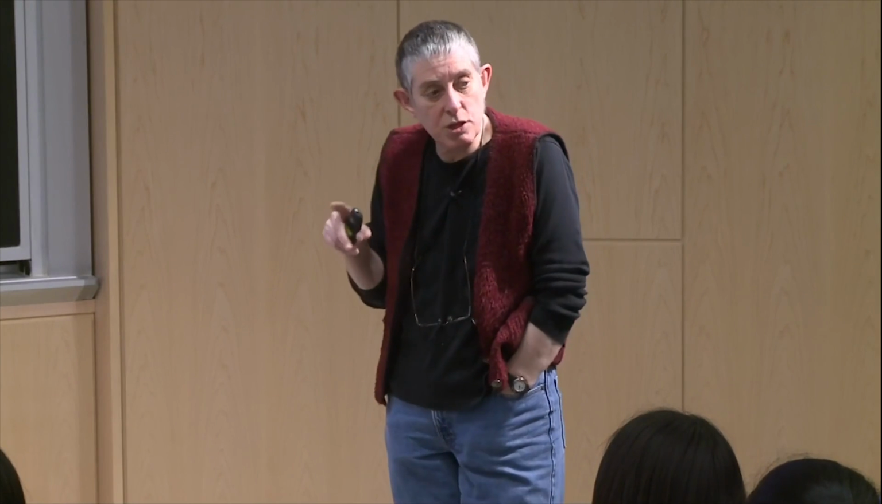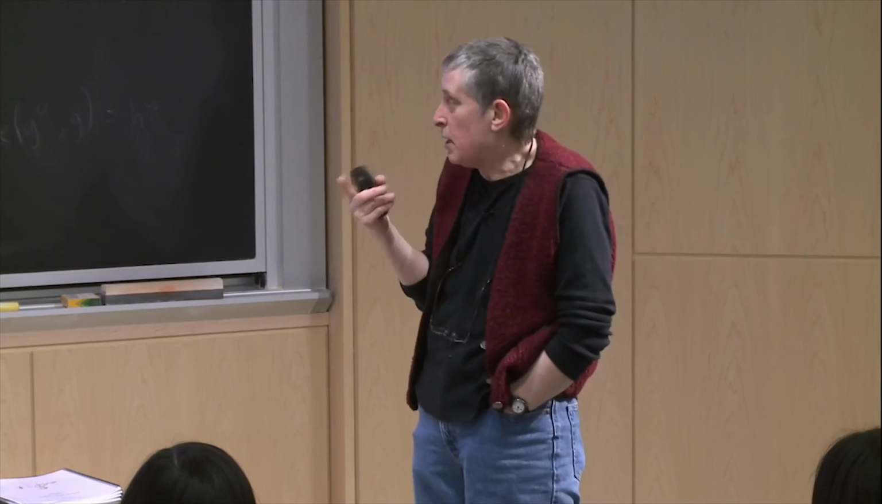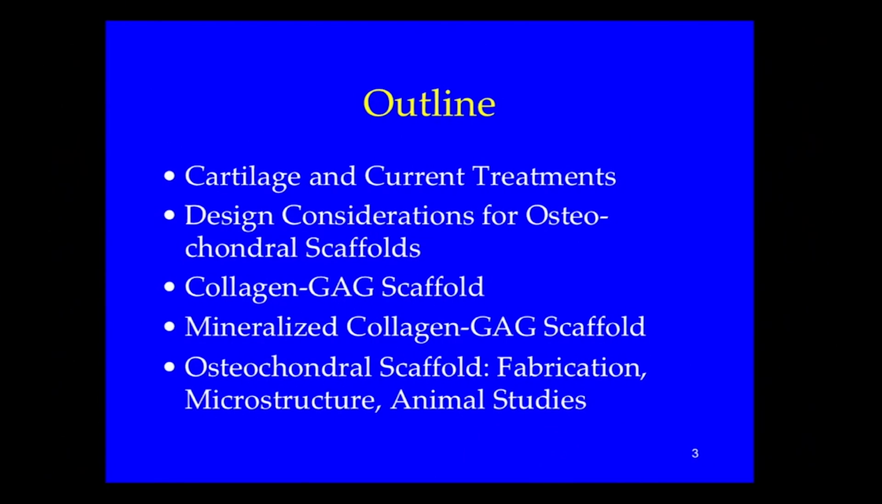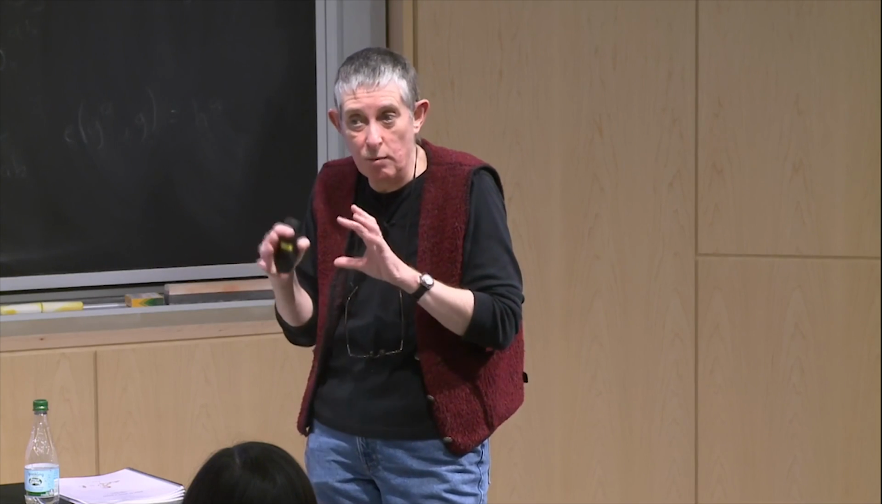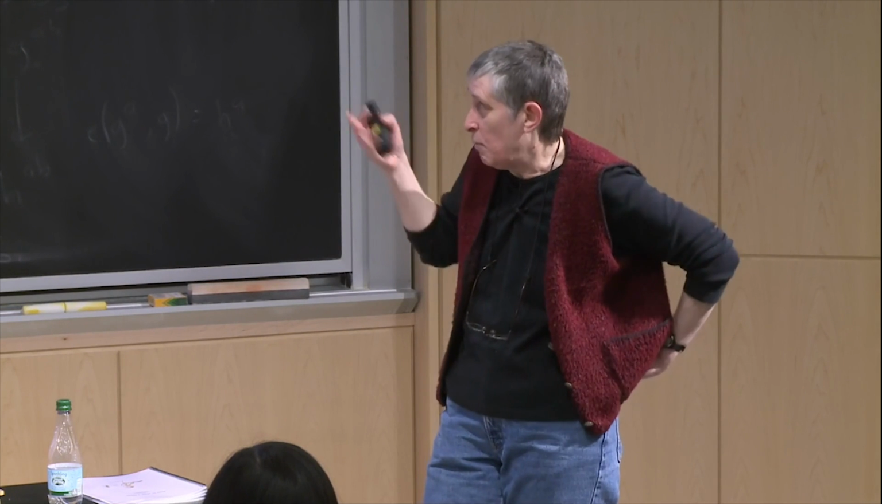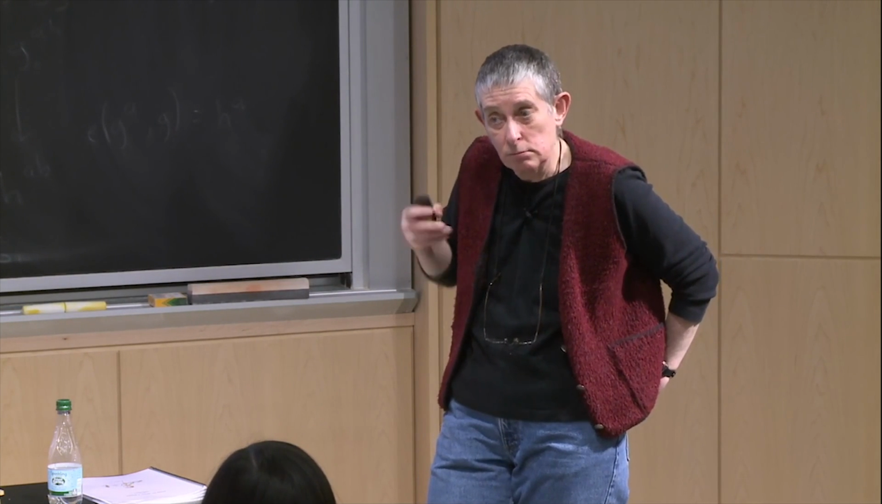I'll talk about some of the things we thought about in making an osteochondral scaffold, like what parameters were important. And we based it on that collagen GAG scaffold that I talked about last time, the collagen glycosaminoglycan scaffold. What we did was we had a layer that was a collagen-based scaffold for the cartilage, and we had another layer that was a mineralized version of that. One of the main things we did in this project was figure out how to mineralize that scaffold. And then we made this two-layer osteochondral scaffold. So I'll talk about that. Okay? So are we good?